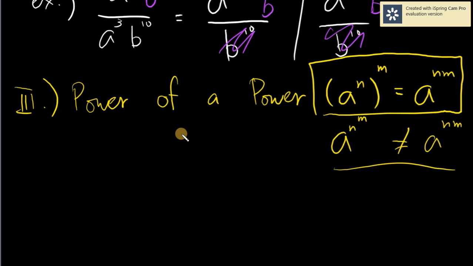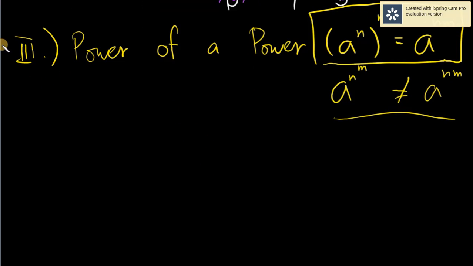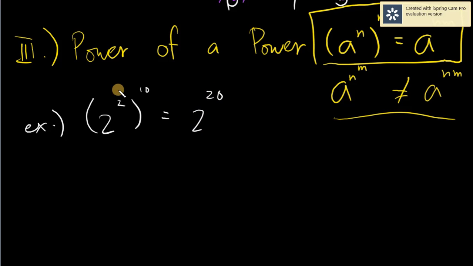Okay? So what would happen there? I will simply multiply the exponents. So in this case, example number 1, if I have say 2 raised to 2 raised to 10, what would happen there is it would be 2 raised to 20. Kasi there are instances na baka i-add nyo. Sabi nyo, that is equal to 2 raised to 12. That's wrong. It's not equal to 2 raised to 12. Wrong. This is correct. Okay?